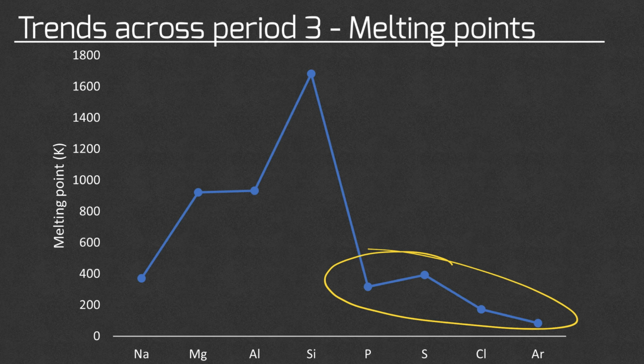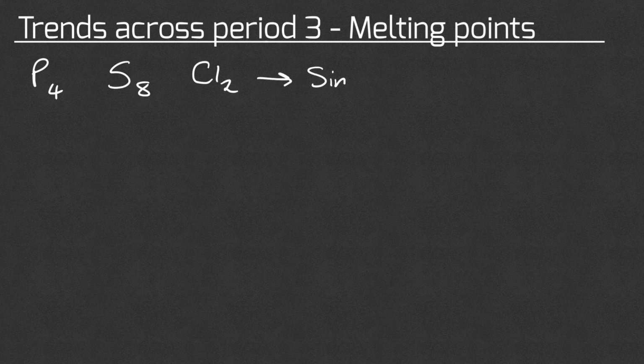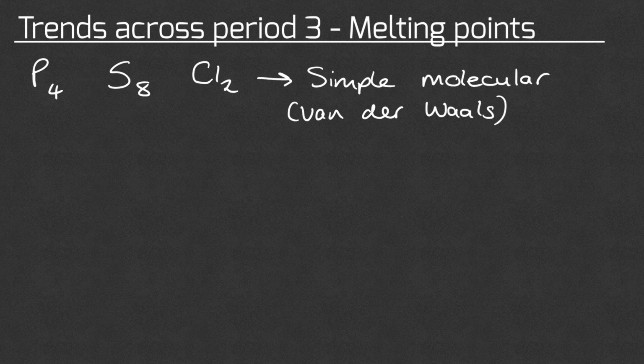Now we've looked at why silicon has such a high melting point, we're now going to look at the trends, the melting point of phosphorus, sulfur, chlorine and argon. Phosphorus, sulfur and chlorine are all simple molecular structures. So phosphorus is found as P4, sulfur S8 and chlorine Cl2. As they're all simple molecular or small covalent molecules, they're all held together by van der Waals forces, and this influences their melting and boiling points.